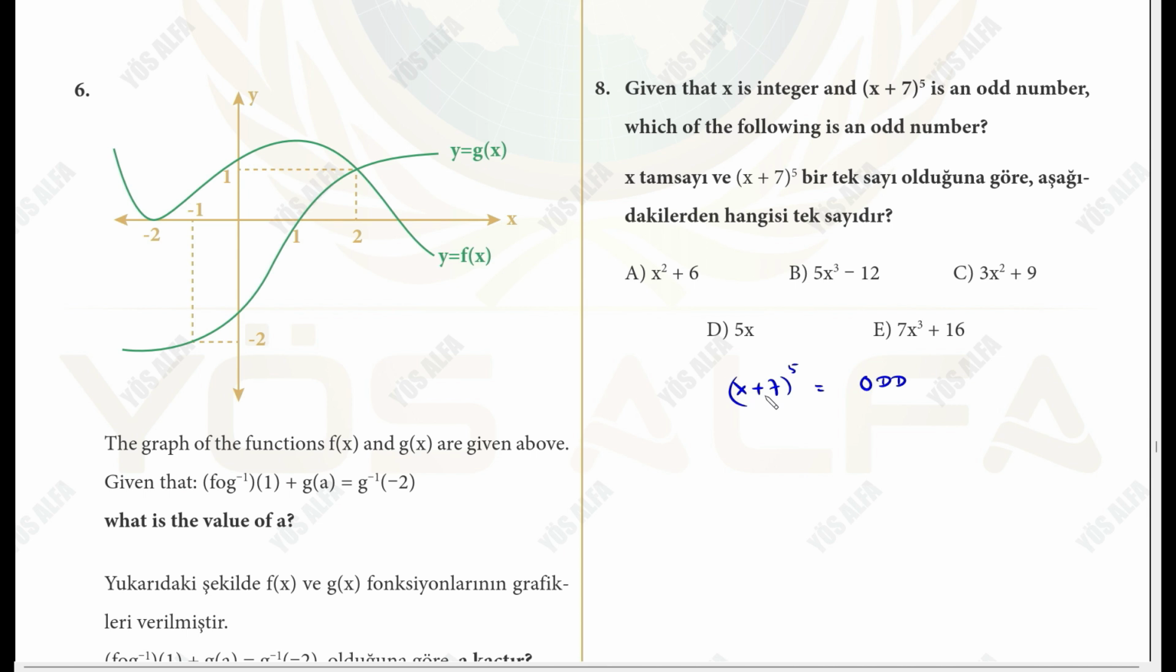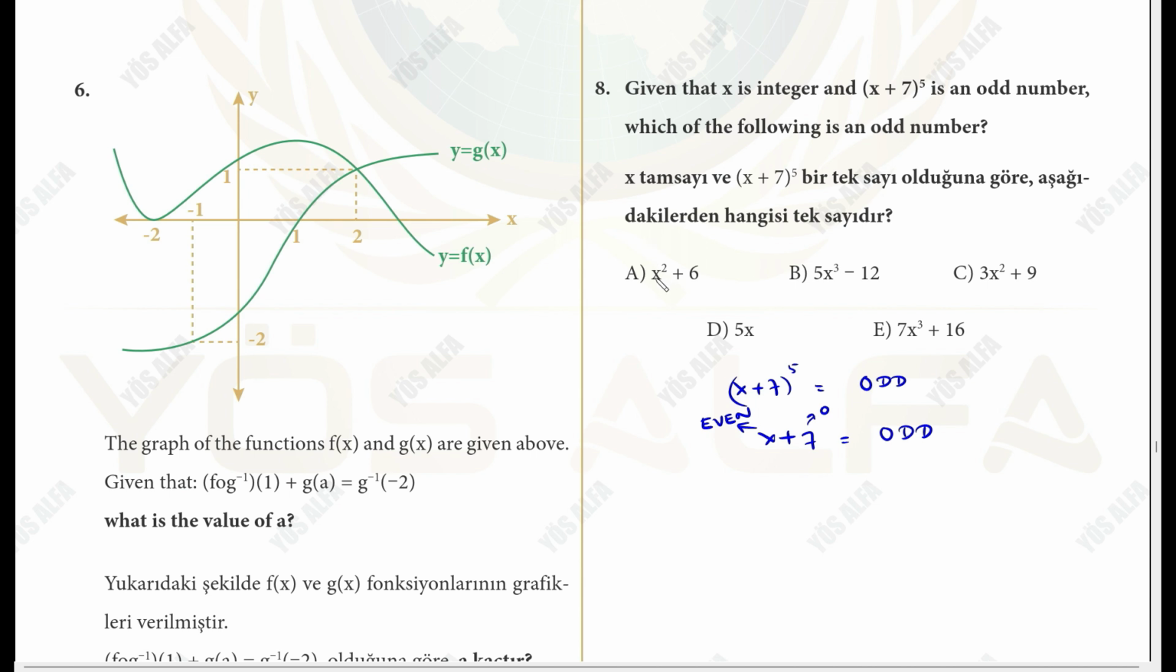So from this statement, we can deduce that x plus 7 must also be an odd number. Since 7 is an odd number, x must be an even number so that when we sum them up, we end up with an odd number. So we know for sure that x must be an even number. So let's check the answer choices one by one.